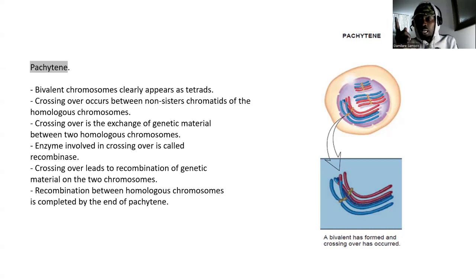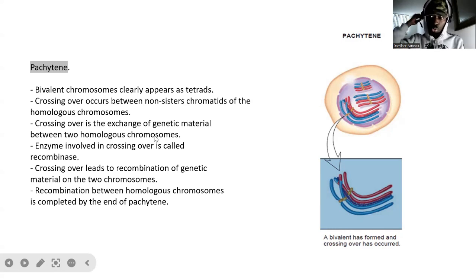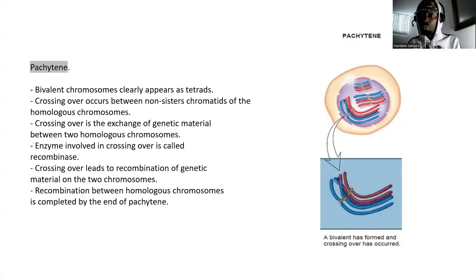The chromatid of chromosome 1 crosses with the chromatid of chromosome 2. That is non-sister chromatids of homologous chromosomes. This is one chromosome, this is another chromosome. They are homologous chromosomes because they have the same height, length, and everything, but they are two different chromosomes, okay? Crossing over is the exchange of genetic material between two homologous chromosomes. I want you to take note of that. That is a definition that can be asked as a short answer question. What is crossing over? You are exchanging genetic material between two homologous chromosomes.